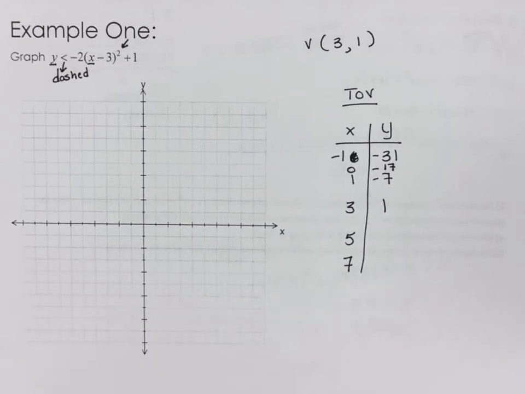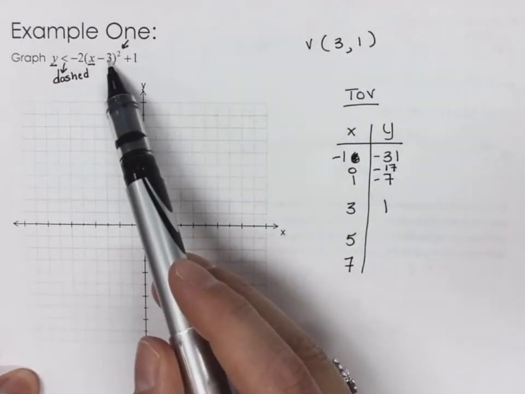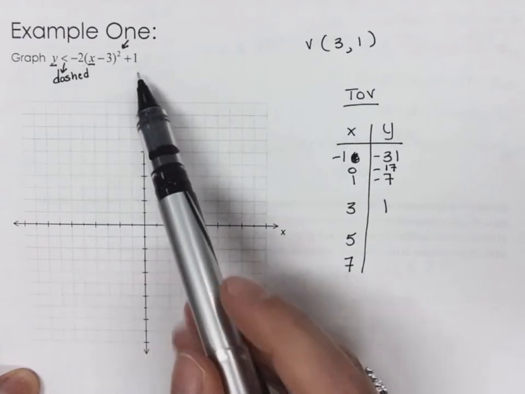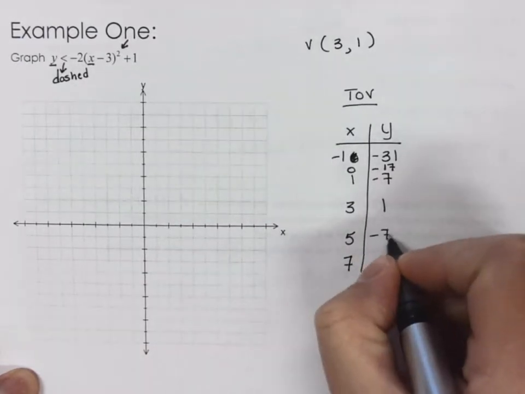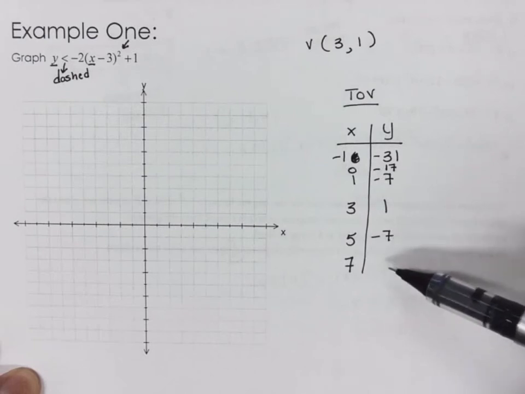I don't know if that interests you. Is it super important for this? Nope. And if we did our math right, if we put 5 in here, this becomes a positive 2. 2 squared is 4. 4 times negative 2 is negative 8. Negative 8 plus 1 is negative 7. And what do you guys expect 7 to be?